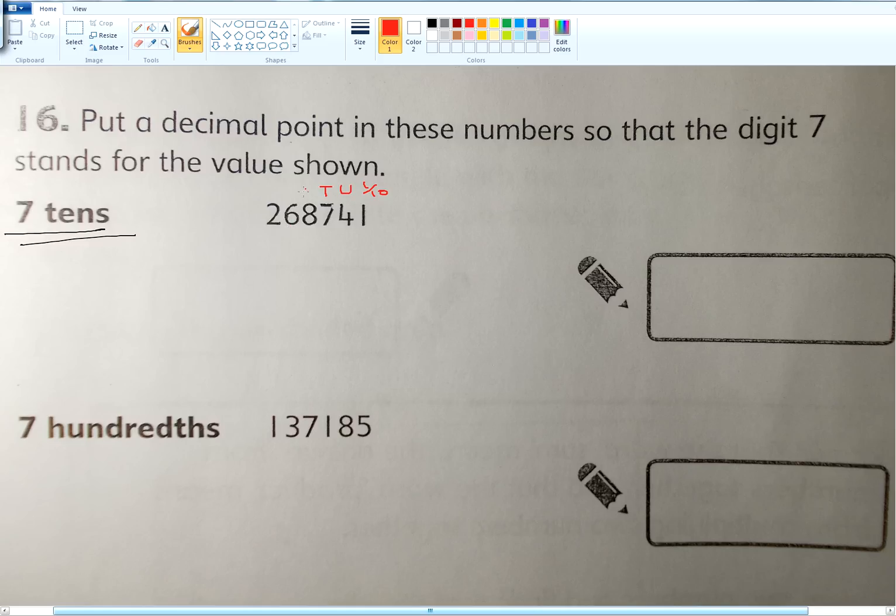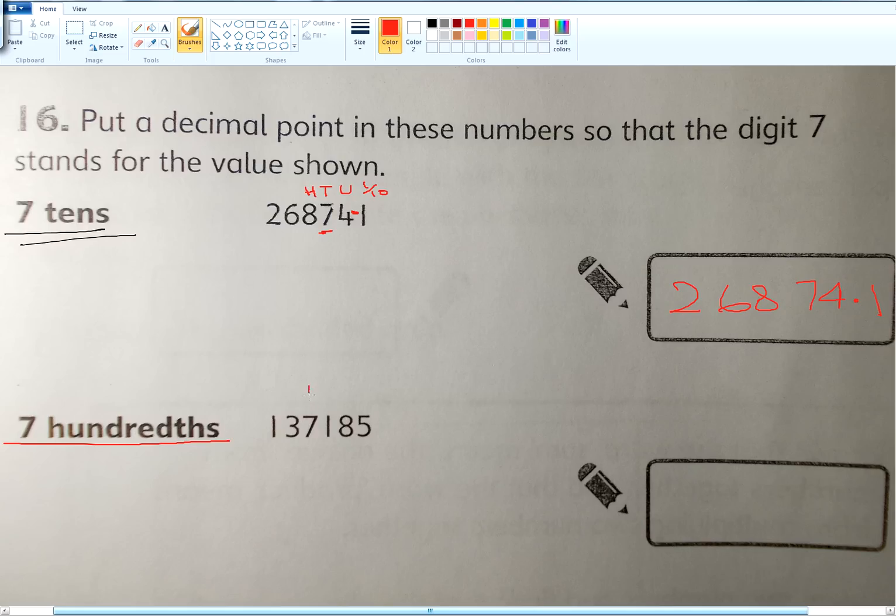I'm old school. Hundreds and so on. So if the 7 is the tens, where does the decimal point go for that one? Just after the 4, so between the 4 and the 7. So for question number 16, the answer should be 2687.4. So write that down.